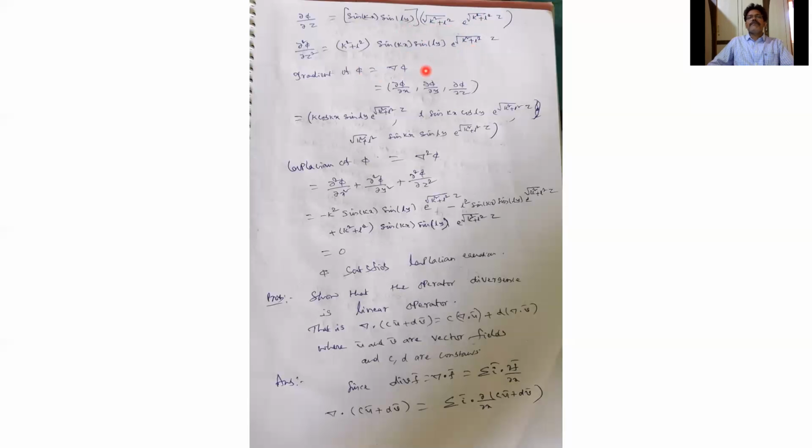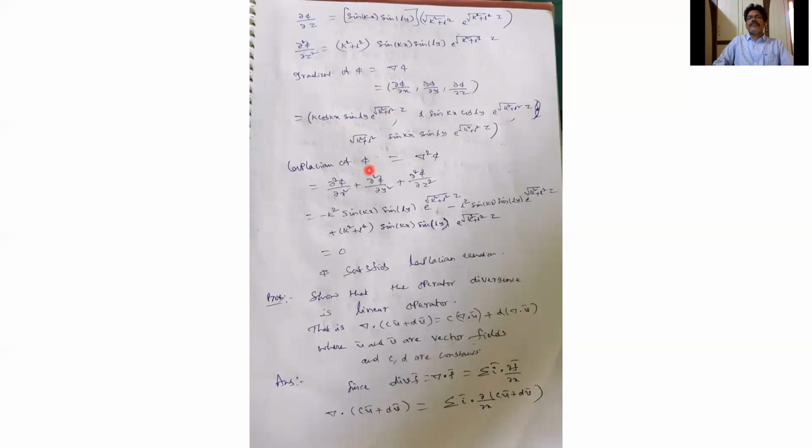So finally, we know the definition of grad phi: del phi is (∂φ/∂x, ∂φ/∂y, ∂φ/∂z). We know ∂φ/∂x is k cos kx sin ly e^(√(k²+l²) z), and ∂φ/∂y is l sin kx cos ly e^(√(k²+l²) z), and ∂φ/∂z is √(k²+l²) sin kx sin ly e^(√(k²+l²) z).